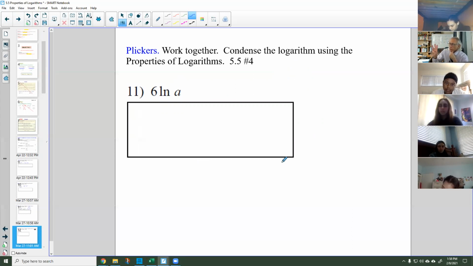Brooklyn, what do you think? 3. Brooklyn's holding up 3 fingers. Yeah. That's right. I'm going to use it. So Brooklyn, then do you know how I would do it? What do you think? What's it going to look like? I think it would be ln a to the 6th. Excellent. Outstanding. That's exactly what that would be.